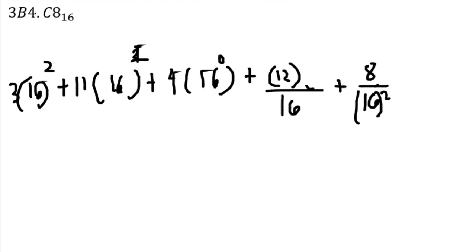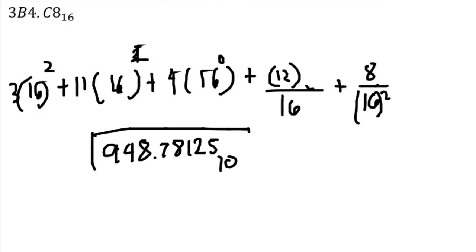Okay, let's do it. So what do we get? So we get 948.78125 base 10. So this is the decimal form of this hexadecimal.